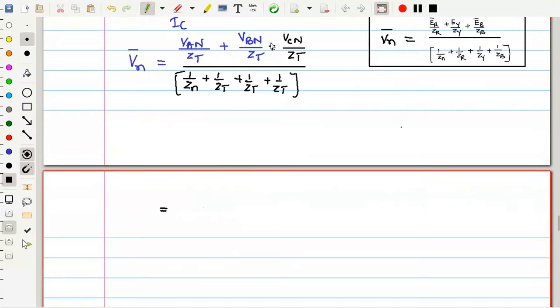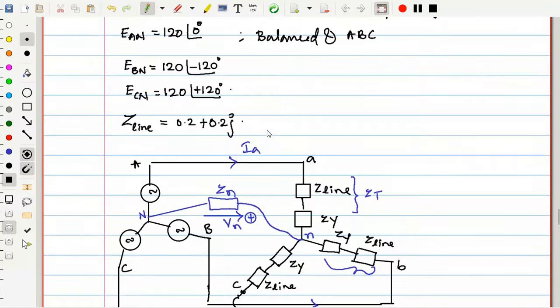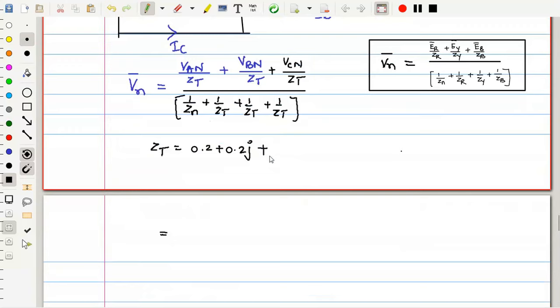I can make further simplification. I can take ZT common here. Or first let us see what is ZT. ZT is equal to Z line plus ZY. That is 0.2 plus 0.2j plus ZY. How much is ZY? 6 plus 8j. Can you tell me how much this is? 6.2 plus 8.2j ohms.